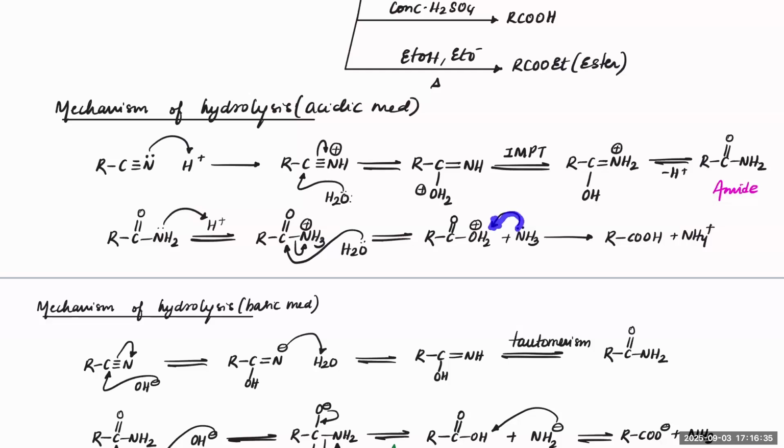Ammonia taking away H plus from here converts into ammonium ion and carboxylic acid. This is acid catalyzed mechanism. Girls, you got that?